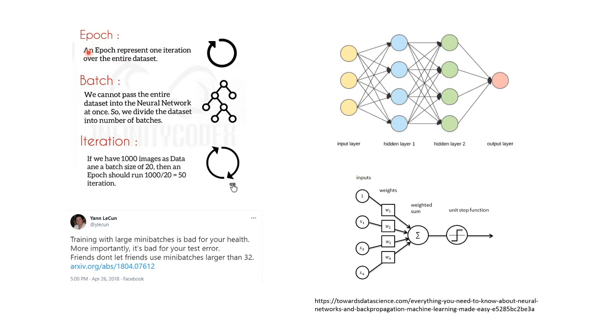Epoch. An epoch is one iteration over an entire data set. So we're thinking about a neural network here, where we have an input layer, a certain amount of hidden layers, and then an output layer. We have training data that goes into our input layer, and it feeds through certain weights, and they sum up the weights, and it goes through a unit step function. In this case, it's a unit step function. This could be any nonlinear activation function.